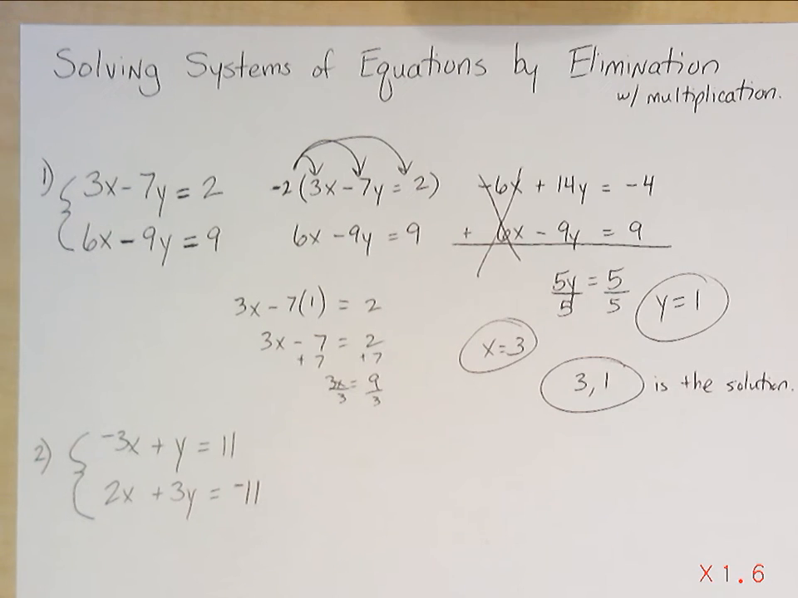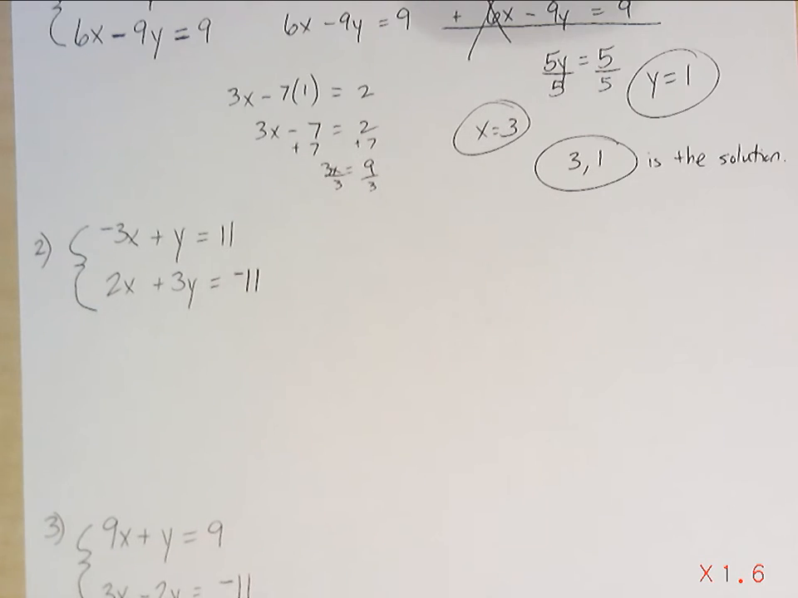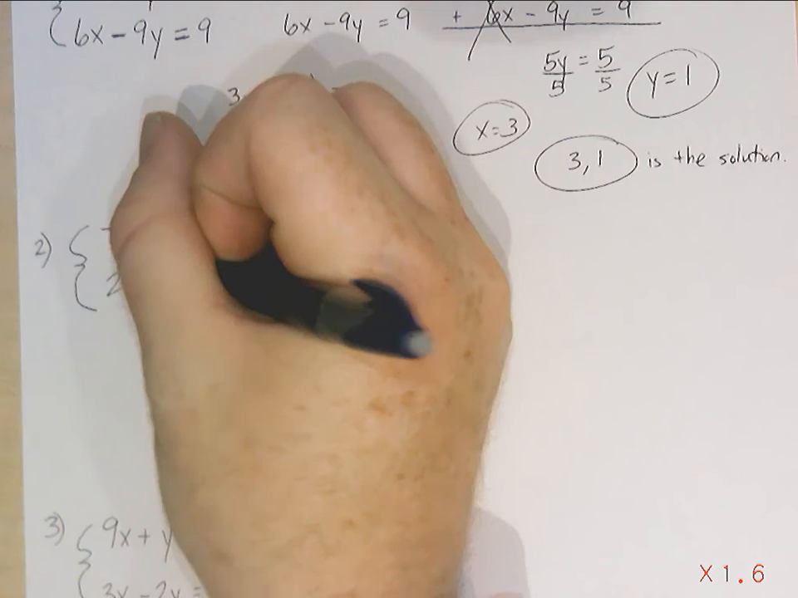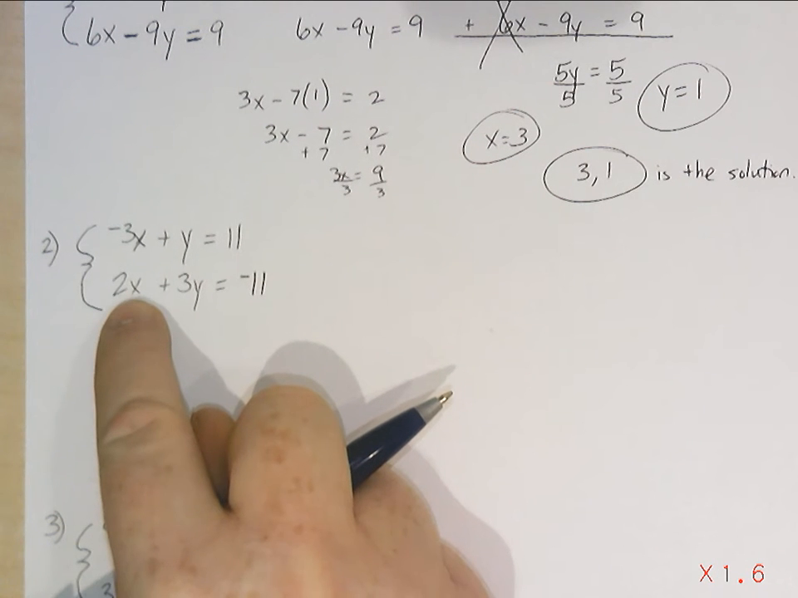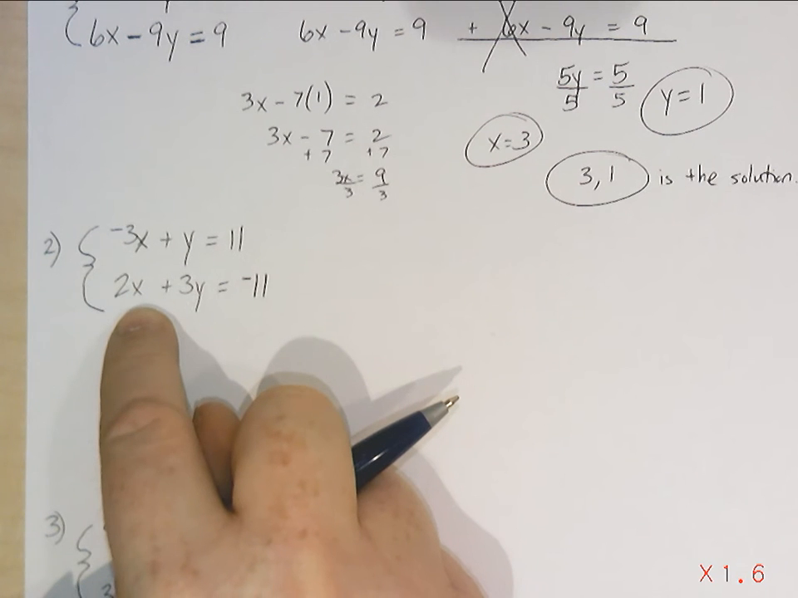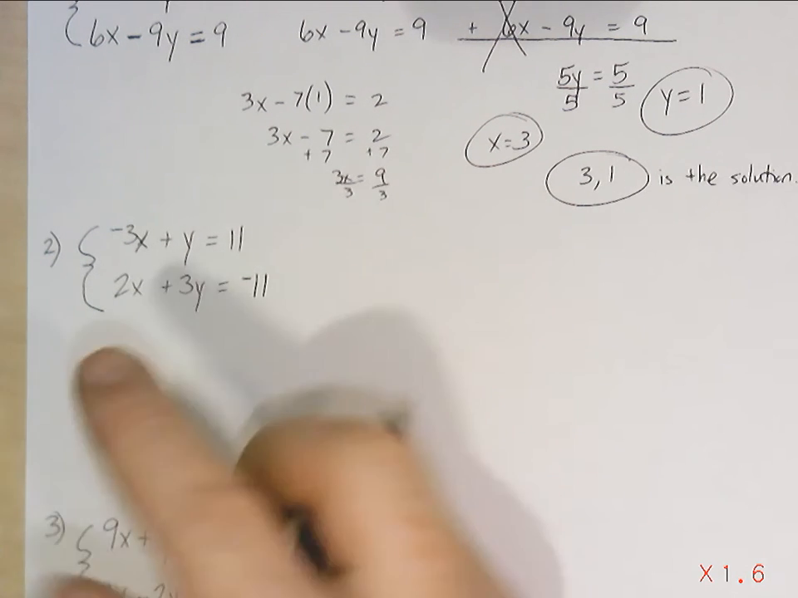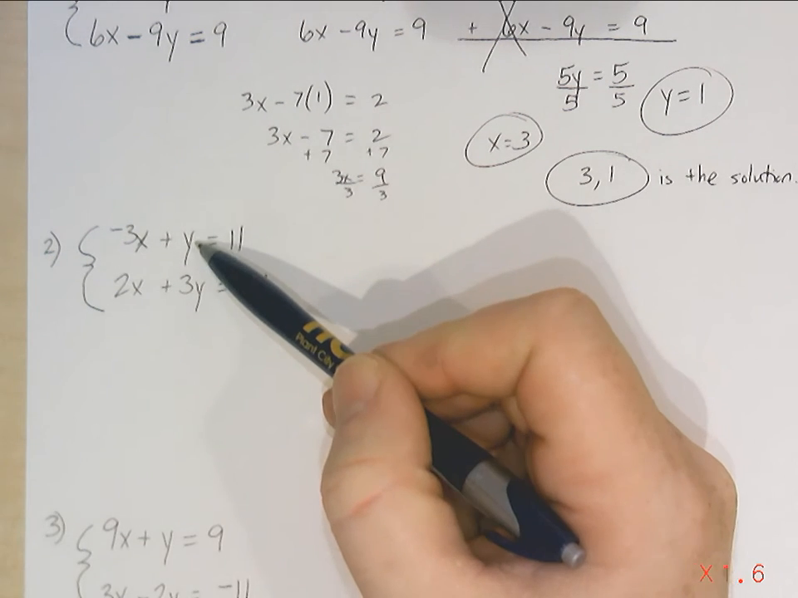Okay. Number 2. So here, if you look at the x's, there's really nothing you can multiply them by to cancel it out. You would have to multiply both of them by a different number, and it's just too much work. If you look here though, you've got y and 3y.